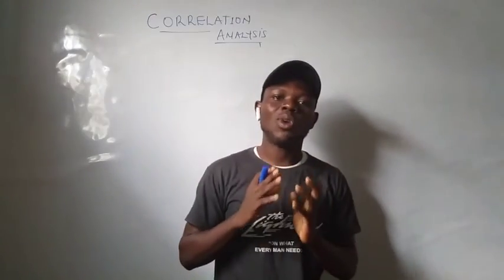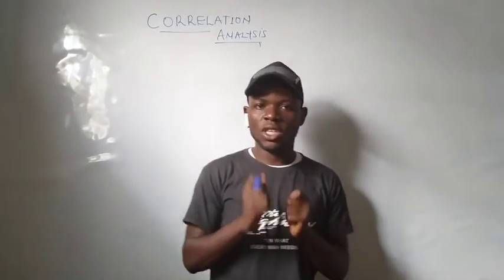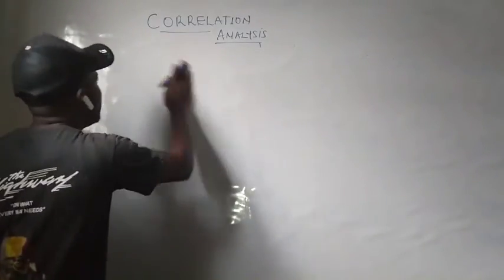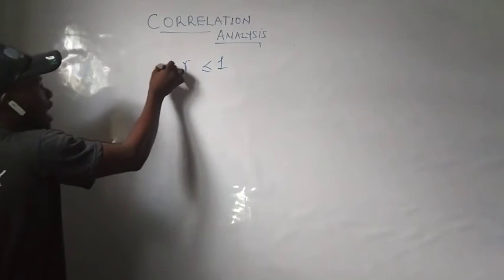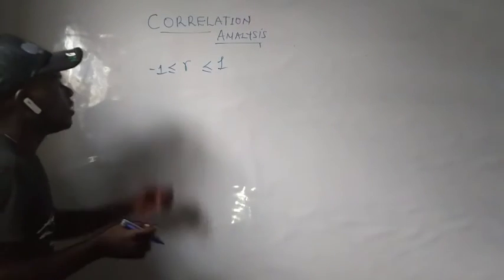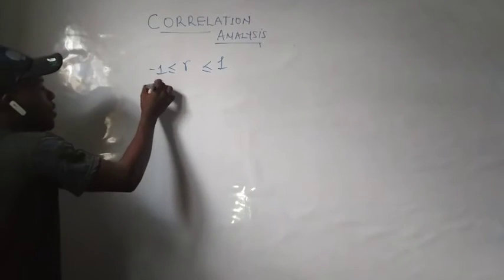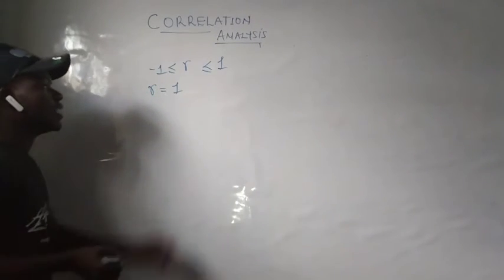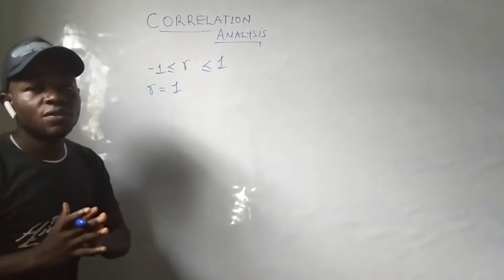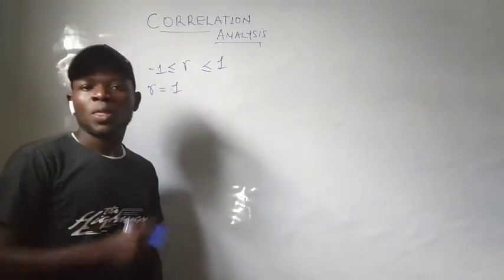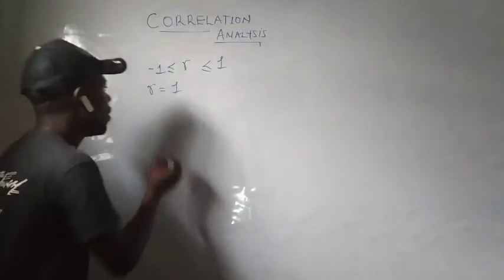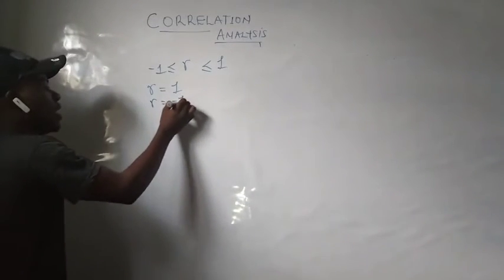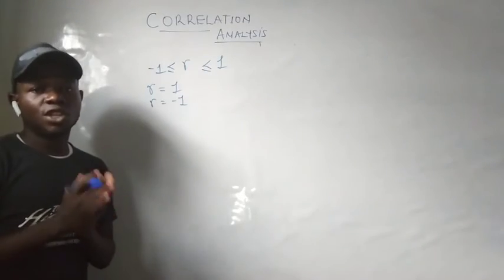Now our variable r has a scale of measurement. What do I mean by scale of measurement? Our variable r actually ranges between 1 and minus 1. If our r is equal to 1, it implies the perfect positive relationship that we discussed in our scatter diagram of our previous class. And when r is equal to minus 1, it implies the perfect negative relationship.